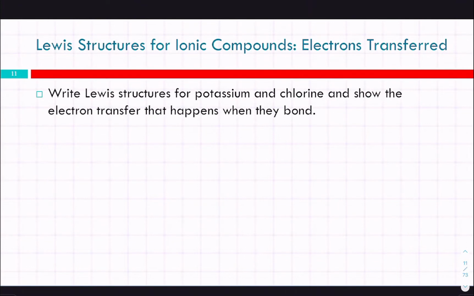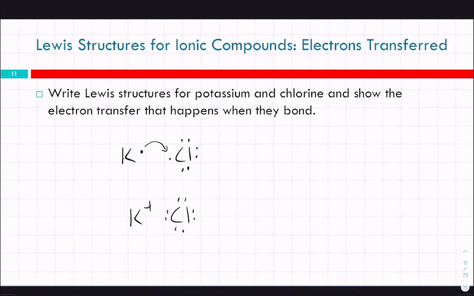Okay, so for potassium and chlorine, how many electrons does potassium have? Just 1. Valence electrons, I should say. And then chlorine has 7. So we're going to transfer this 1 electron from potassium to chlorine. And then we'll have K+ and Cl with all of its electrons, minus.